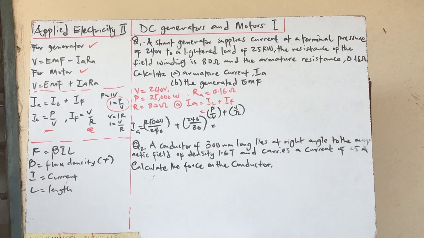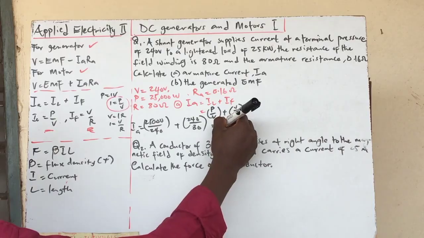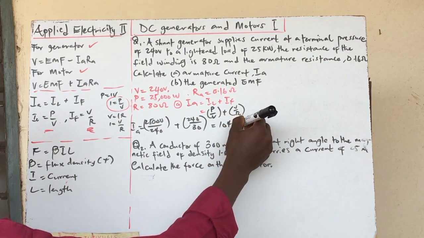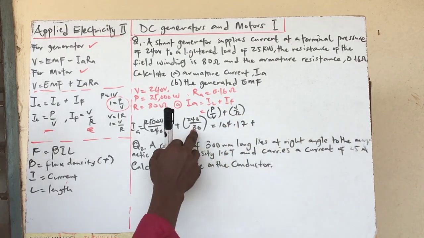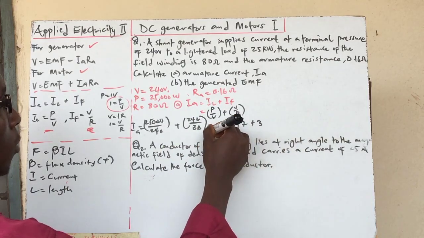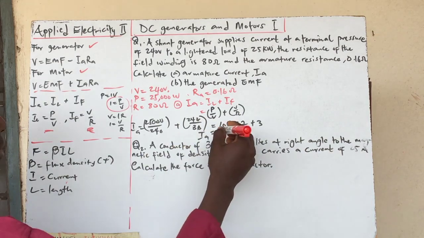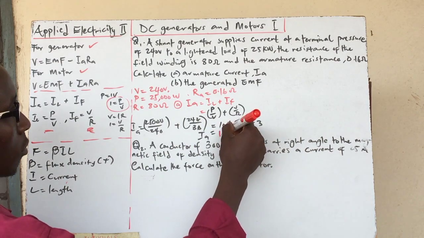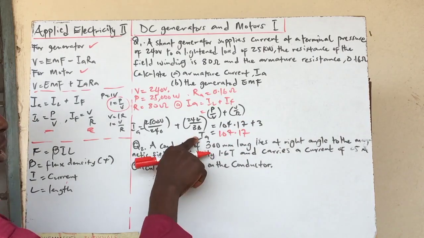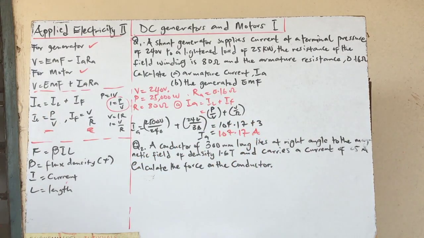So when we calculate that on our calculator, let's check the value for that. This will give us 104.17, plus this will give us 3, because this cancels. So what will be our armature current in this case? Now our armature current will be 107.17. It is current, so it is going to be in ampere. Now that's for the first part.